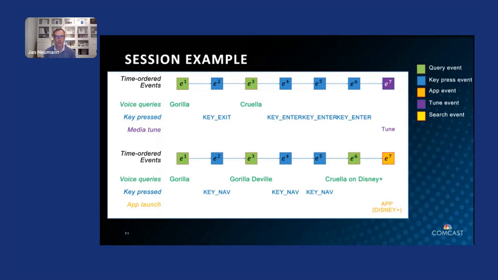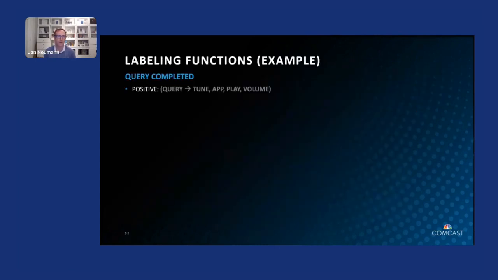So what are now some of the labeling functions that we came up with? A positive label is if the query was actually completed with one of the following actions. If I have a query followed by a tune, an app, a play, or a volume change, we label it as positive. If a query is followed by a text search, so instead of using voice you type it into a search interface, or you use the menu, the TV linear guide, or a channel selection, and we did not take you there directly, then we probably got it wrong and we label it as a negative example.